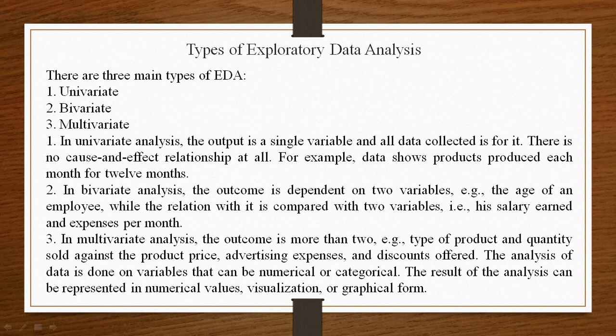So here the outcome is dependent on two variables, the age of an employee, while the relation with it is compared with two variables, that is salary earned and expenses per month. So my output will depend on two variables. Then it's multivariate. Yeah, the outcome is more than two, that is type of product and quantity sold against the product price, advertising expenses and discounts offered.